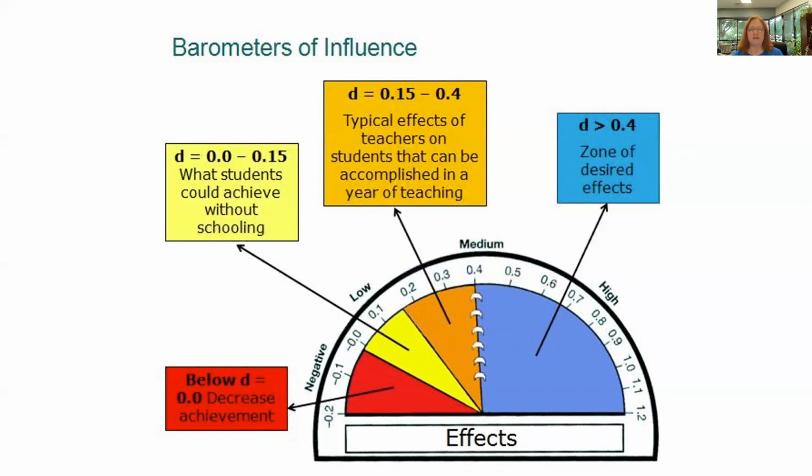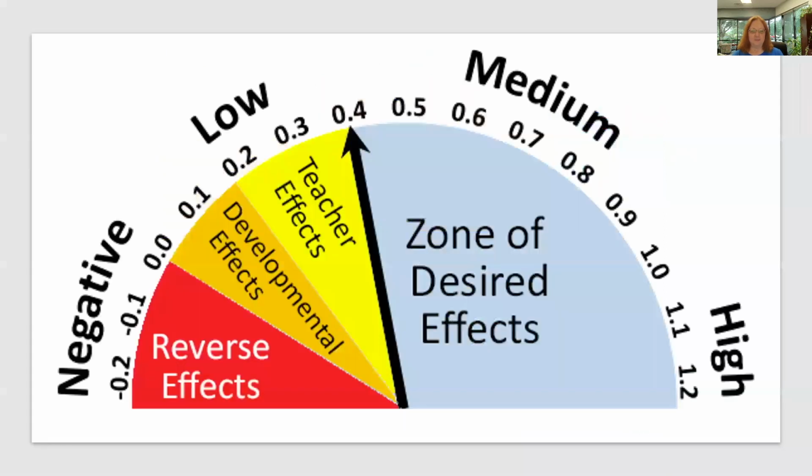What we want is anything that's greater than 0.4 for an effect size. That means it's going to have more influence on accelerating student learning than anything else. The easy way for me to remember it is I'm looking for anything that's 0.5 or above, but anything above 0.4 is what we want to look at for an effect size.